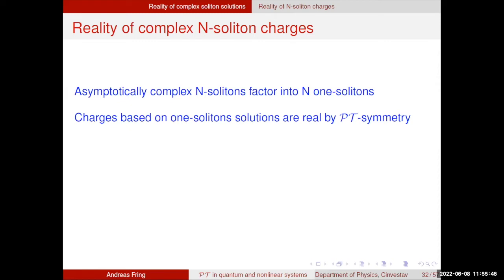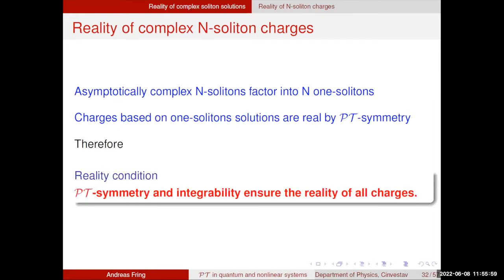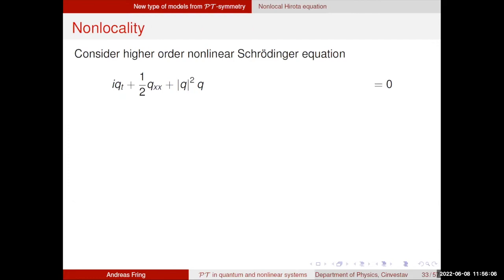So to guarantee reality, we need here PT-symmetry and integrability. So this is the novelty that we also have to imply and use integrability. Okay, so this is the statement here. This is the reality condition. This guarantees real energies.